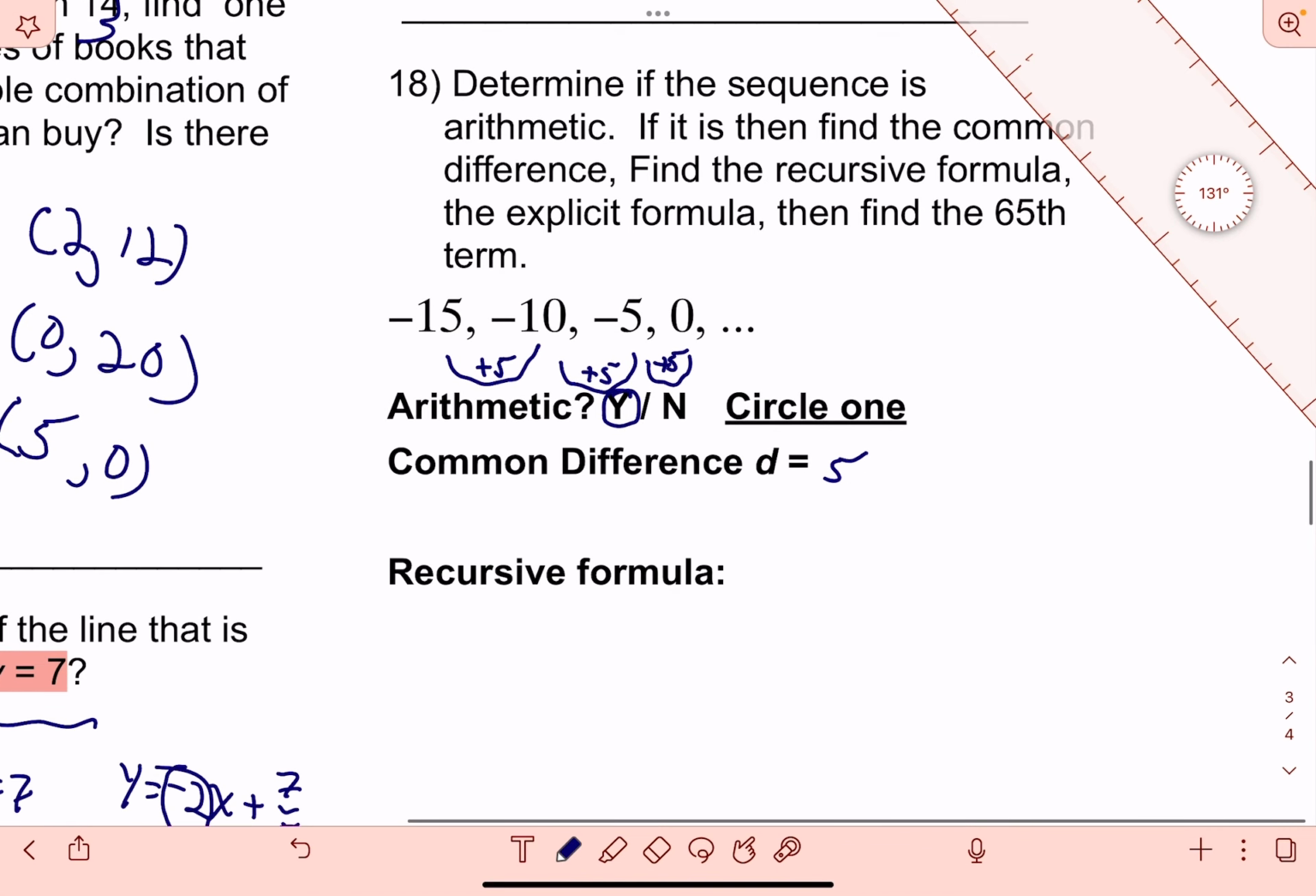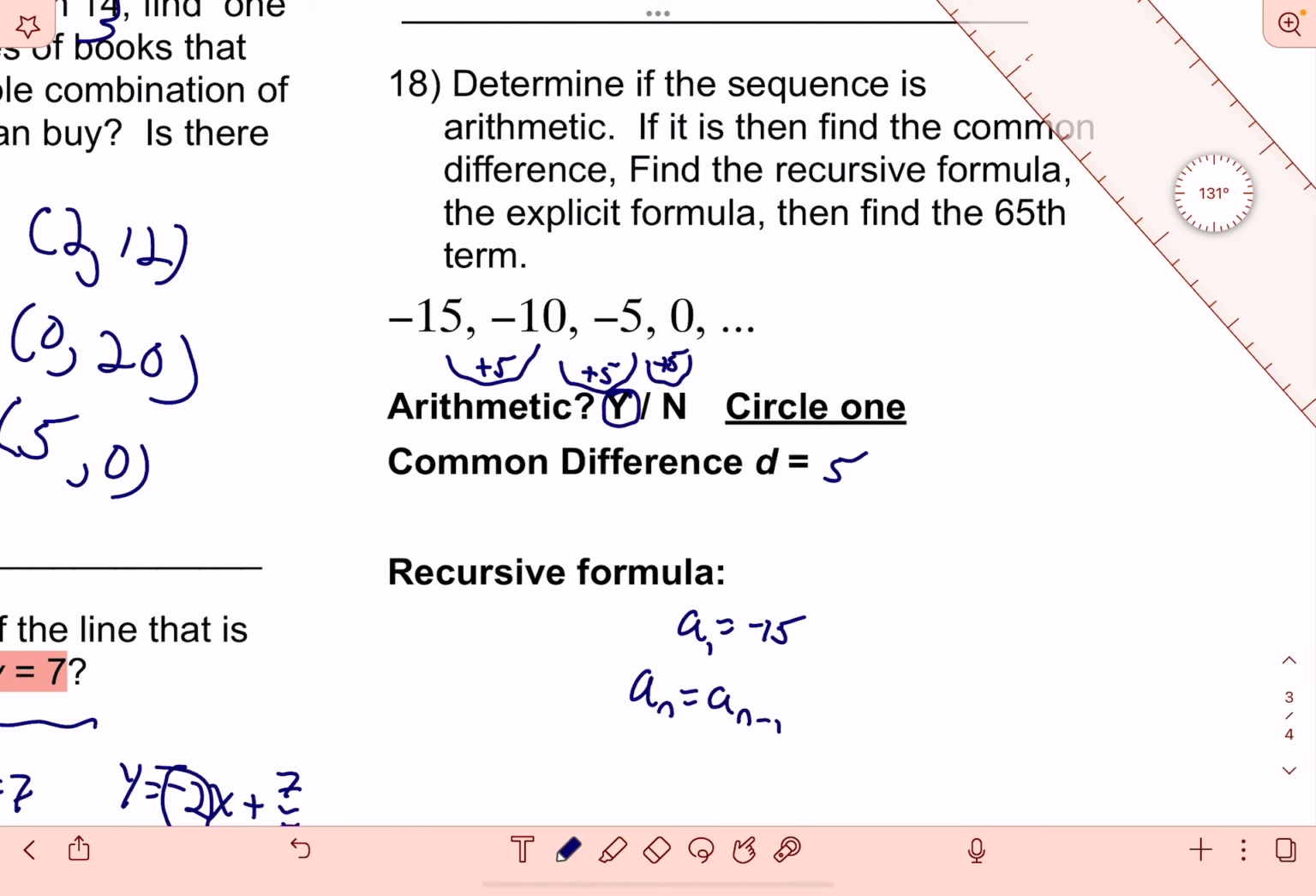The recursive formula would be something like a sub 1 equals the first term, which is negative 15. And then a sub n equals a sub n minus 1 plus 5, where n is greater than 1. It can't be 1 because if you put 1 in, you say a sub 1 equals a sub 0, but we aren't given a sub 0. We're given a sub 1. So n has to be greater than 1. Or you could likewise say n is greater than or equal to 2, because then you could plug 2 in.